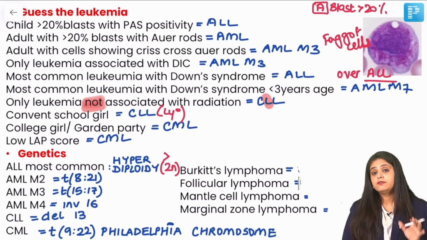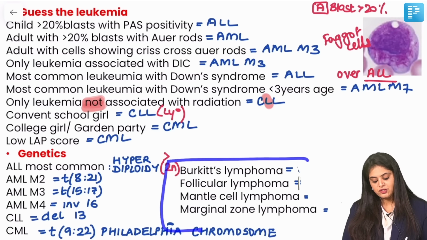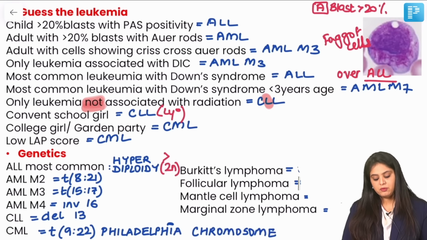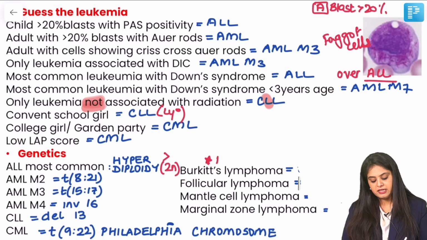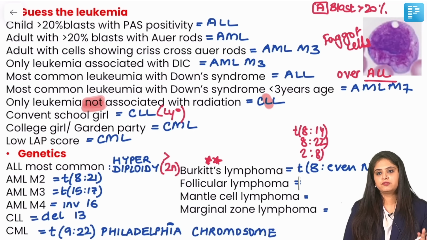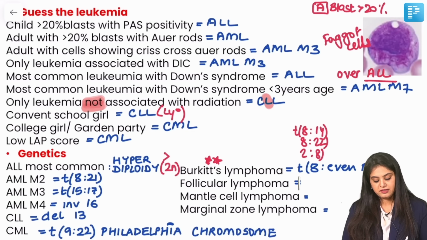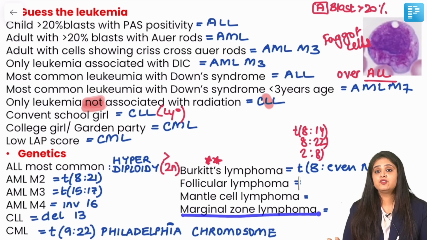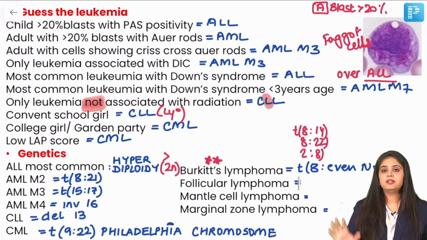All the genetics of leukemias are done, so also finish off the genetics of lymphomas. Number 1, Burkitt's lymphoma, which we always make starry sky appearance. That is translocation 8 and even number. So if they write translocation 8 and 14, translocation 8 and 22, translocation 2 and 8, anything 8 with an even number works for Burkitt's. Let's go on to the next, that is marginal zone lymphoma, margins. Childhood 11, adult 18.